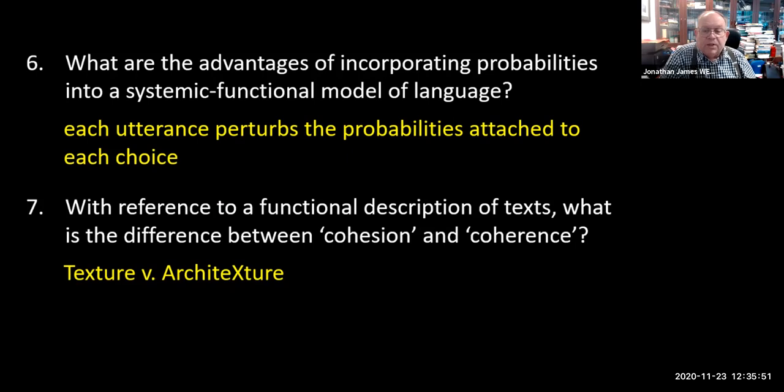What are the advantages of incorporating probabilities into a systemic functional model of language? What are the properties of the system of language? Remember, we talked about language as being a system. Systems of choice.